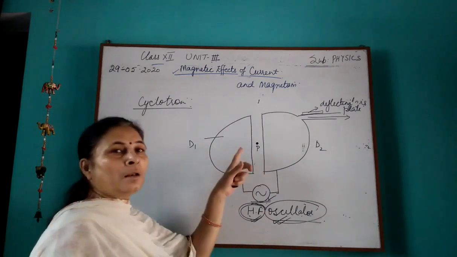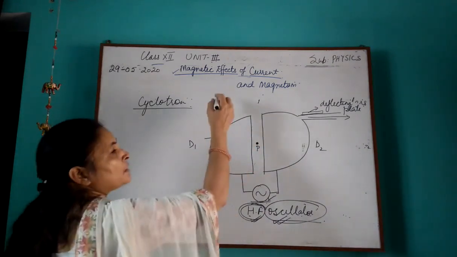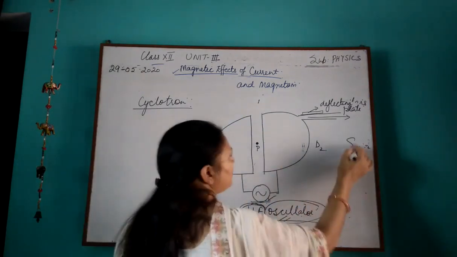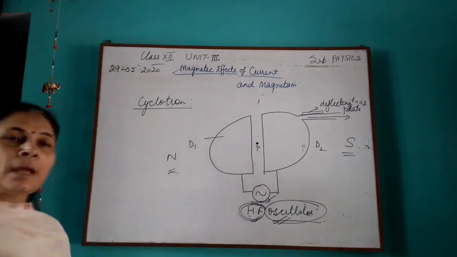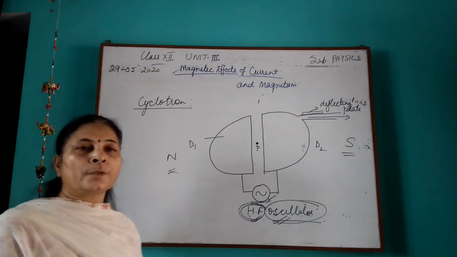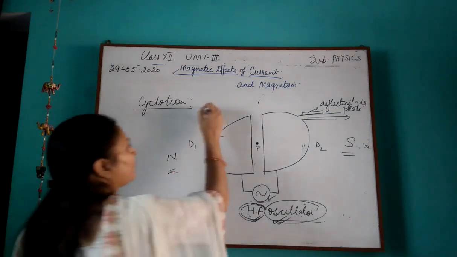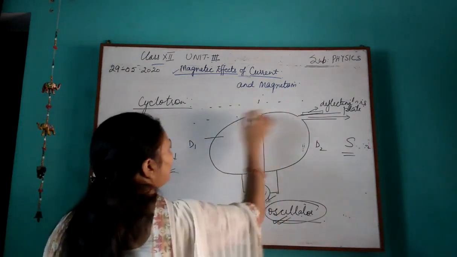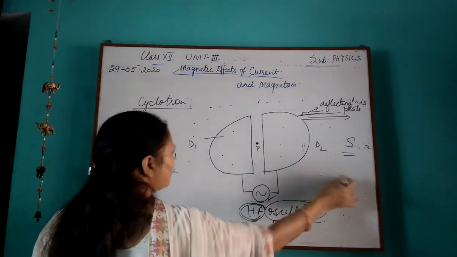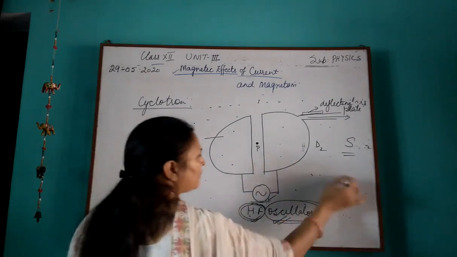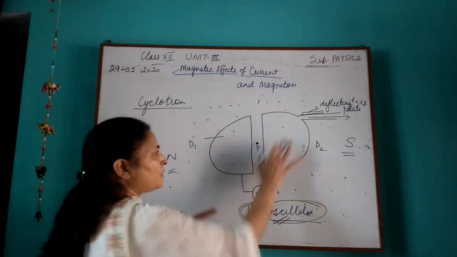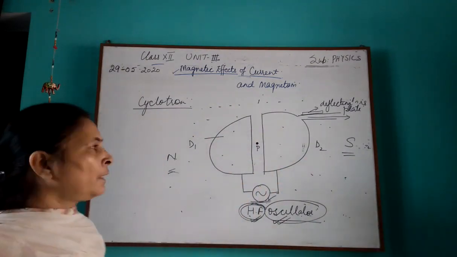This whole assembly is kept between 2 magnets. Say you can have north and south. The magnetic field is so produced that it is perpendicular to the plane of the paper. We can have it in this manner. We can put dots. That means a magnetic field which is perpendicular to the plane of the paper, pointing in outward direction. The D's are also evacuated so that we don't have air or anything else.